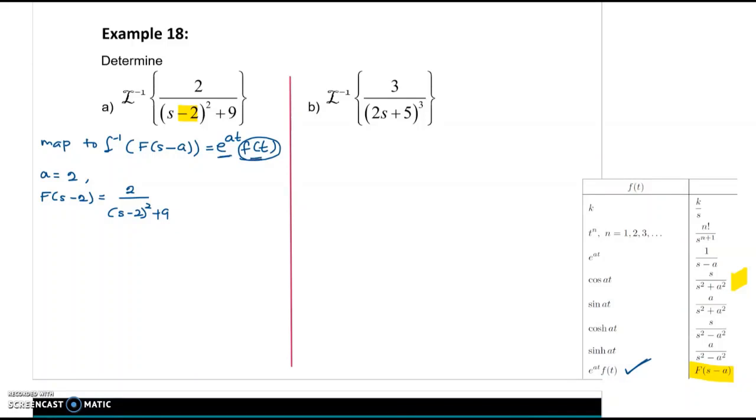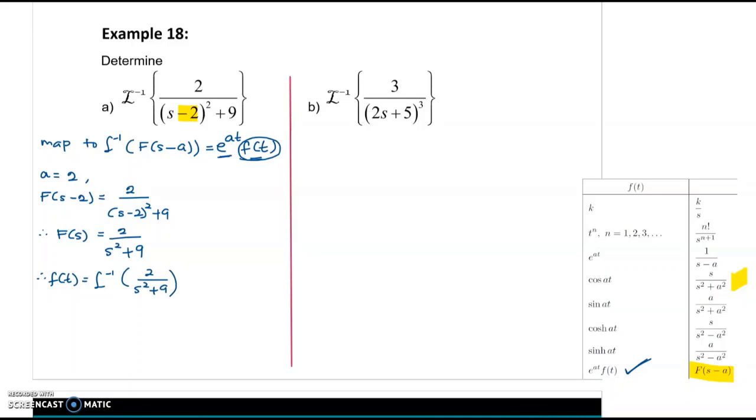Okay, so f(t) is the inverse of F(s). Since we know our F(s minus 2), therefore F(s) only: you remove the negative 2 at the left, so it means you remove the negative 2 at the right hand side as well. So F(s) would be 2 over s squared plus 9. Therefore f(t) is the inverse of F(s), which is 2 over s squared plus 9.